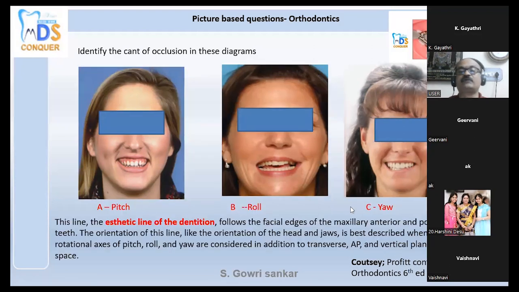So this is what we have discussed. You remember the aesthetic line and the lip line, and you can easily differentiate between pitch, roll, and yaw. What are the two planes in which it is seen, and in which direction is it seen? You can remember this very easily.